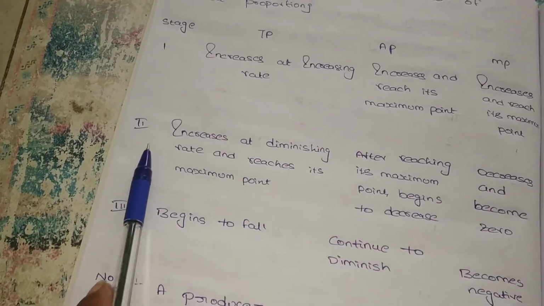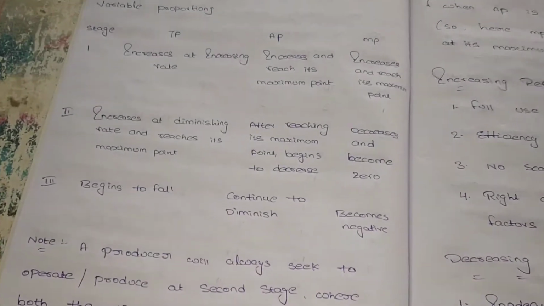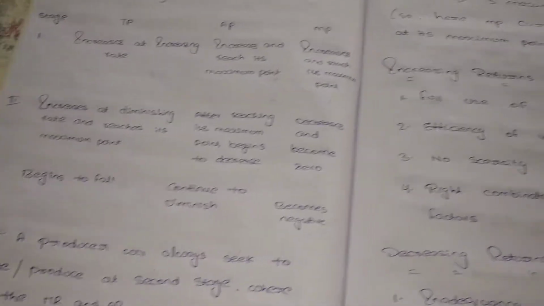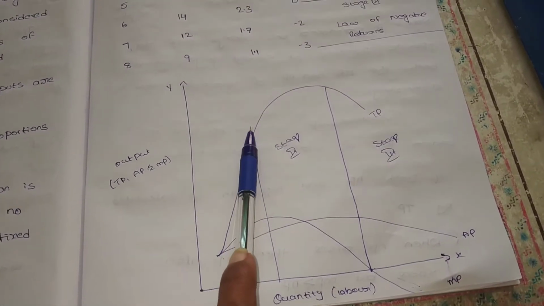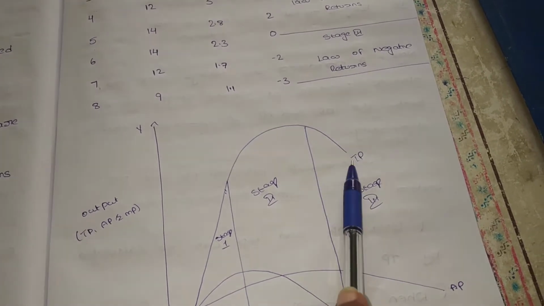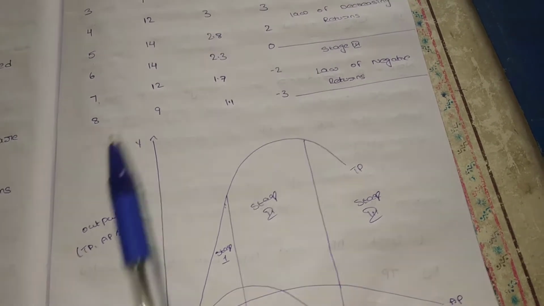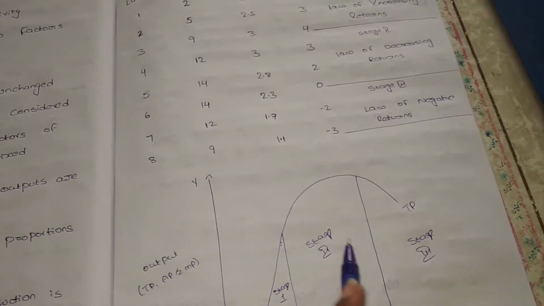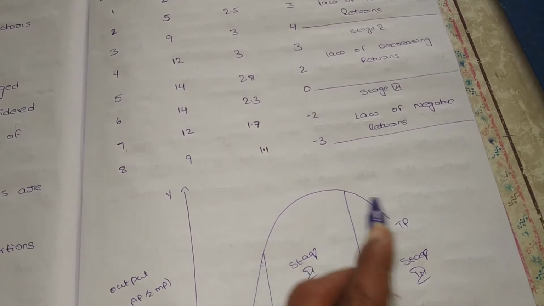Next, in the second stage, the total product is increasing at a diminishing rate and reaches its maximum. Increasing at a diminishing rate means it increases, but at a decreasing rate. In the second stage it increases, but it declines in rate, so it is increasing at a diminishing rate. So you can say the total product has reached its maximum, then it decreases, so it is said to increase at a diminishing rate.